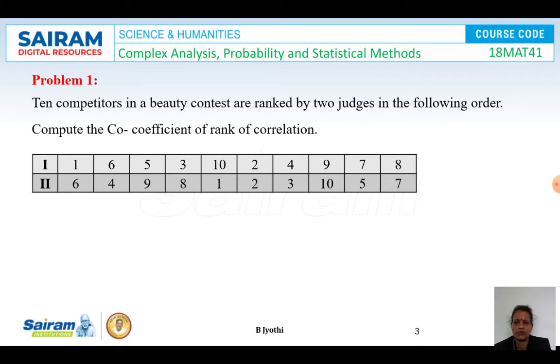So let us see the problems now. 10 competitors in a beauty contest are ranked by 2 judges in the following order. Compute the coefficient of rank correlation. The first judge gives 1 and the second judge gives 6 as the rank for the first candidate. Similarly, for the second candidate, the first judge gives 6 as the rank, whereas the second judge gives 4 as the rank, and so on. This is the data given to calculate.